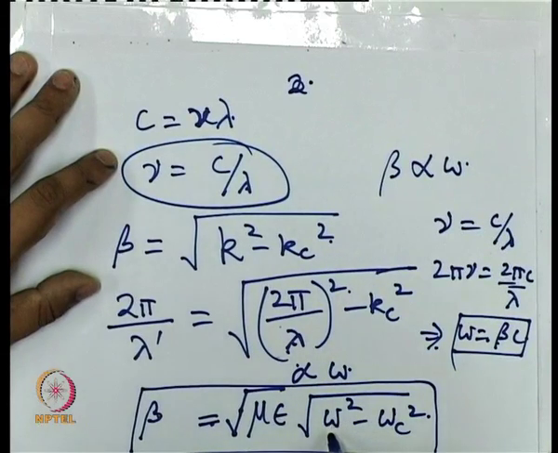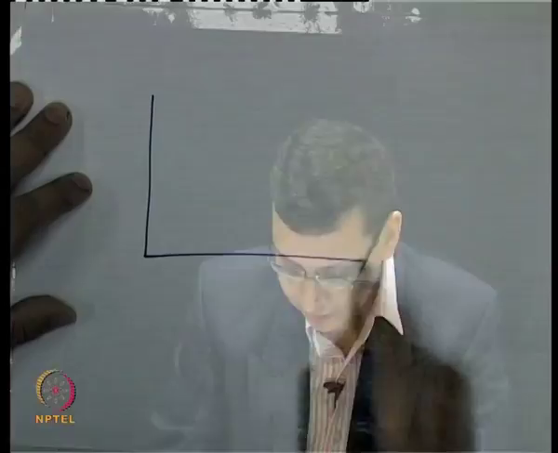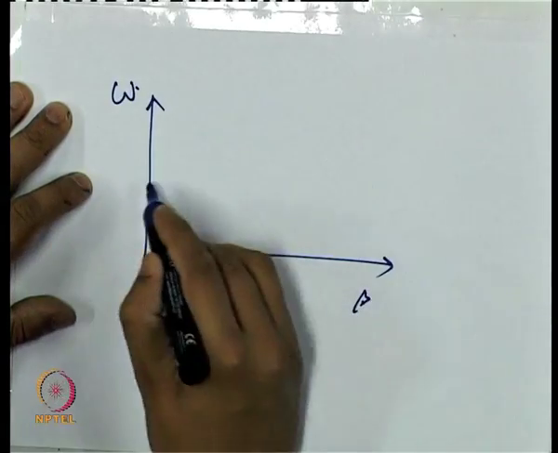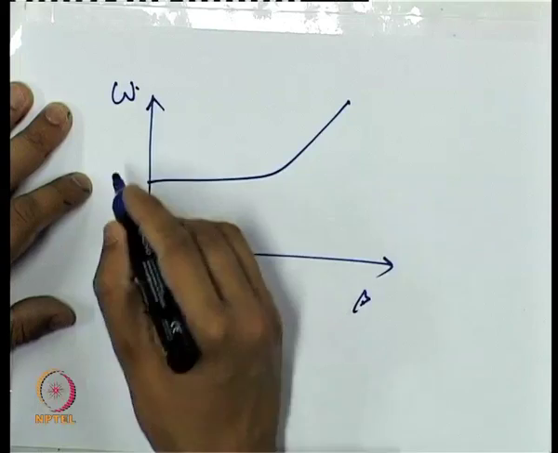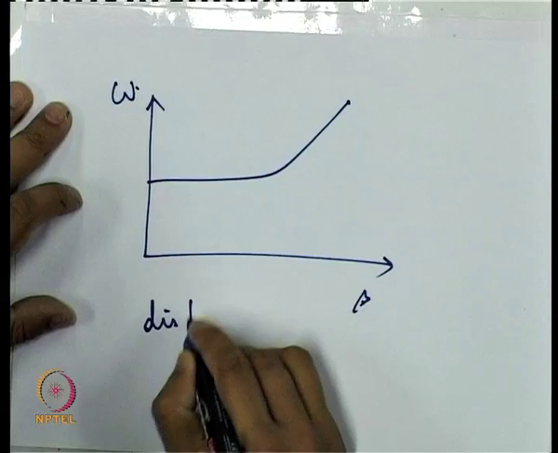Note that, as I said, for high values of omega the relationship will again be linear, but for low values of omega we get a kind of complex relationship, and if we plot this curve between beta and omega, then we get a curve like this. This is known as the dispersion diagram.